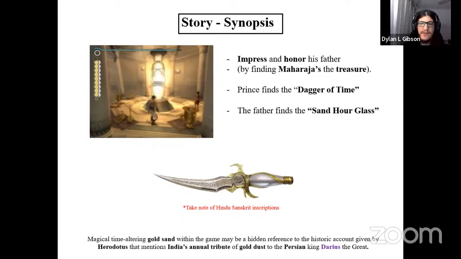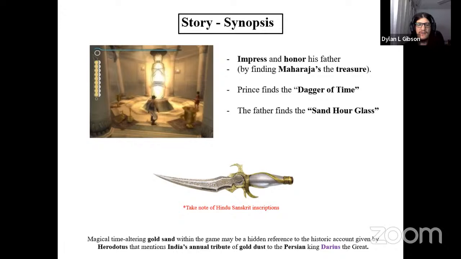So this dagger is referred to as the dagger of time. And we can also see over there they have the Hindu Sanskrit inscriptions, which is also interesting. I would love to know what that says, but I'm not analyzing that just yet. So there might be a historical link here that they're trying to draw between Persia and India as well. I'll talk a little bit more about the conflicts that usually happen between those two areas.